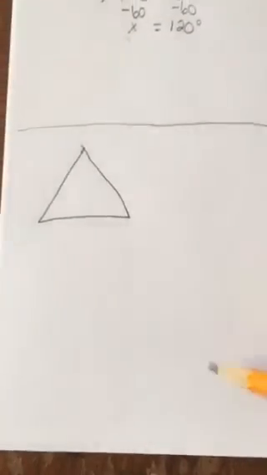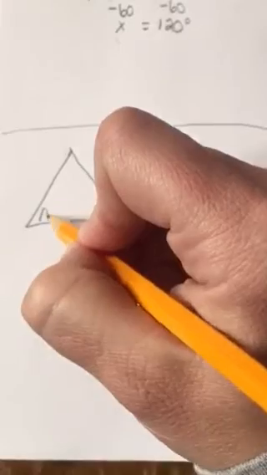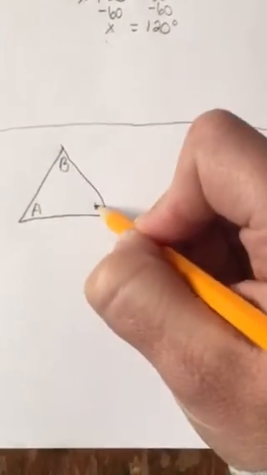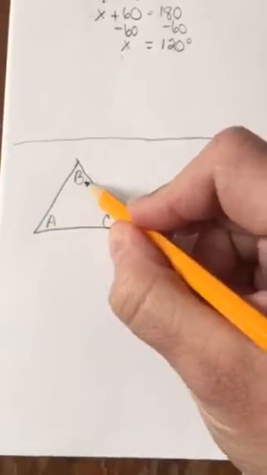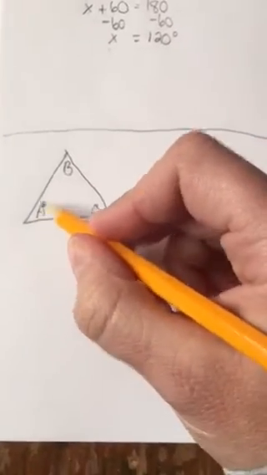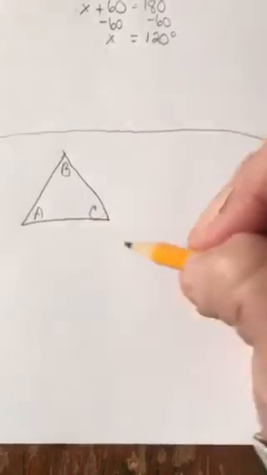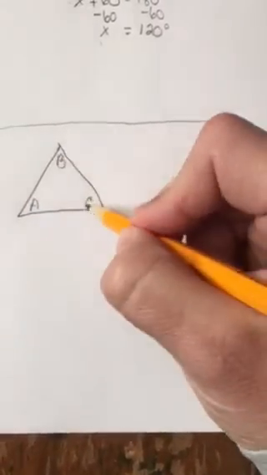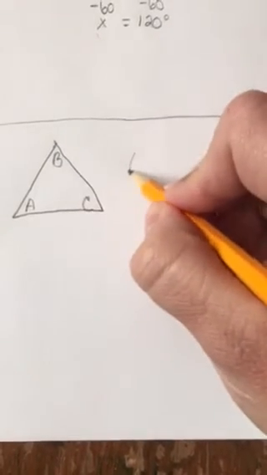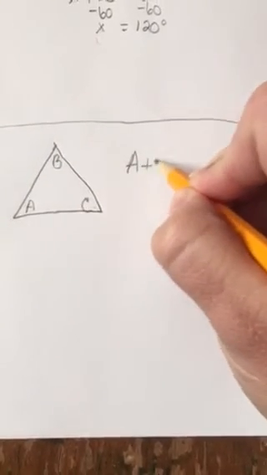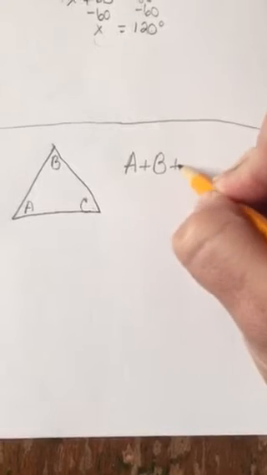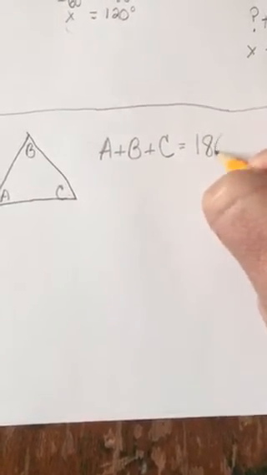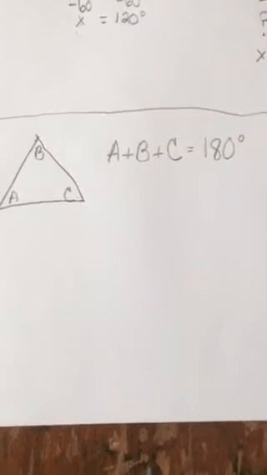So here's my triangle. Let's say this is angle A, and this angle is B, and this angle is C. Now remember, I'm just using variables. A can be any number, B can be any number, and C can be any number. So when I'm adding the angles up in a triangle, angle A plus angle B plus angle C, they always equal 180 degrees.